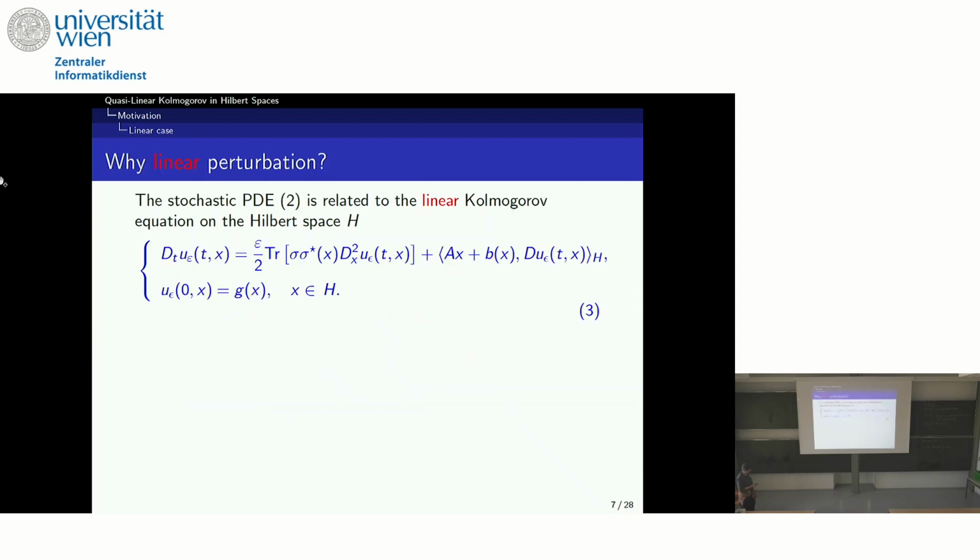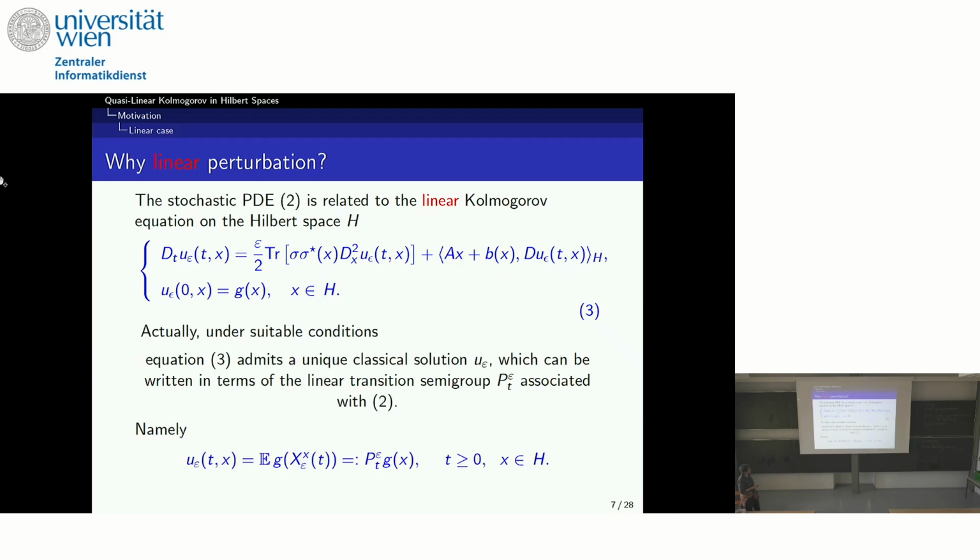Okay, so why linear? It is linear because if you associate to the SPDEs the Kolmogorov equation, which now takes values in H, so x belongs to H, so it is a Kolmogorov equation in infinite dimensions, then you see that all the coefficients are linear, in particular the second order term depends only on x.